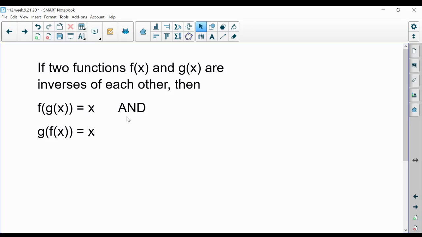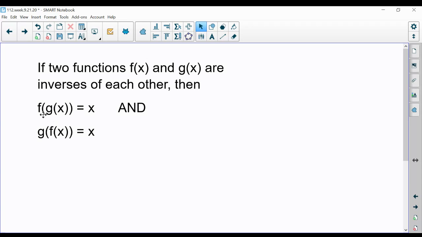And really dwelling on this sentence will hopefully help us understand. What does that mean? F of g of x equals x. So first of all, think about the undoing aspect of it. When x goes into g, it produces something.